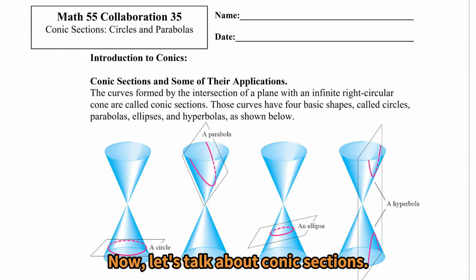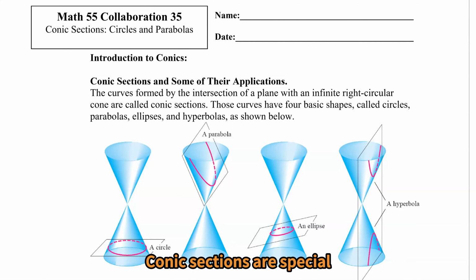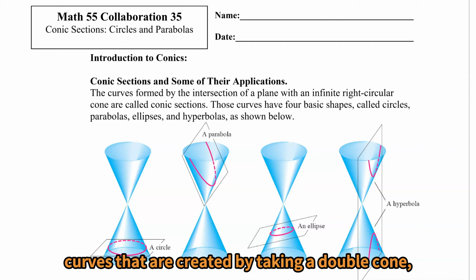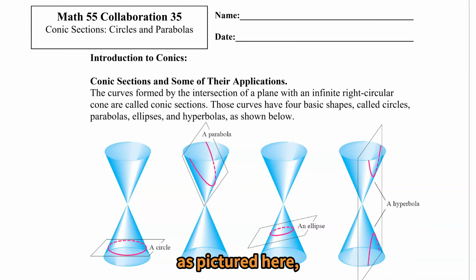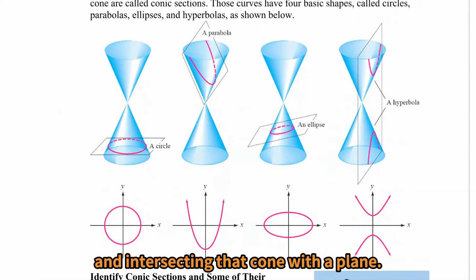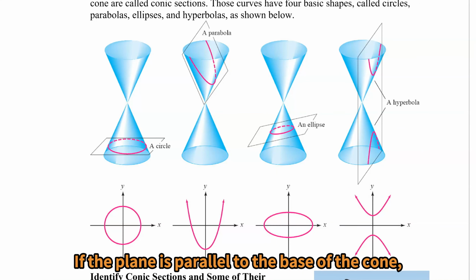Now let's talk about conic sections. Conic sections are special curves that are created by taking a double cone, as pictured here, and intersecting that cone with a plane. If the plane is parallel to the base of the cone, we get a circle.